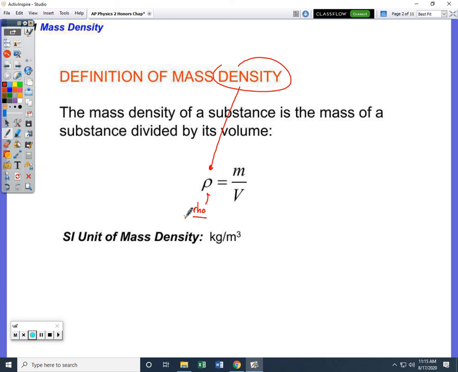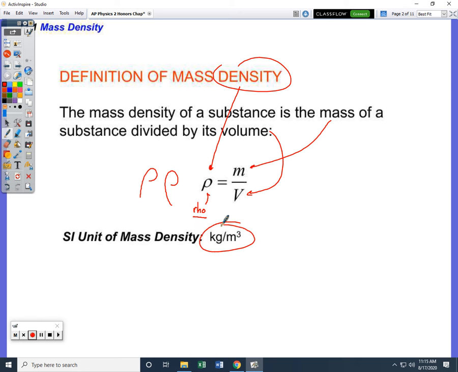Usually when I draw it, I give it a little more of a flourish rather than just coming up and curving around. I usually do a little more curve like that, and I usually start at the bottom and come up. M is mass here, and big V is our volume. And so we're going to measure things in kilograms per cubic meter.